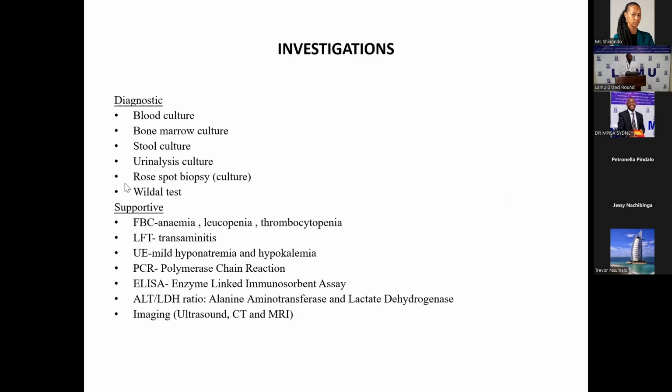So the blood test would show negative, but when you actually do the bone marrow culture, you'll find there's a positive result because the bone marrow is less affected by prior antibiotics. Stool culture and urinalysis, urine culture is also done. Rose spot biopsy is also done.